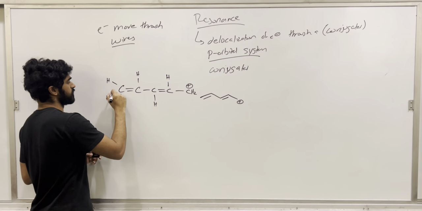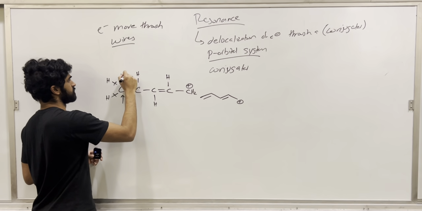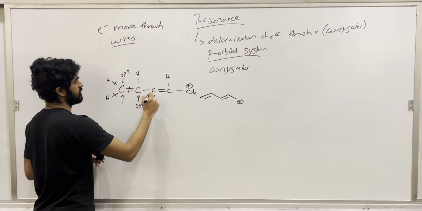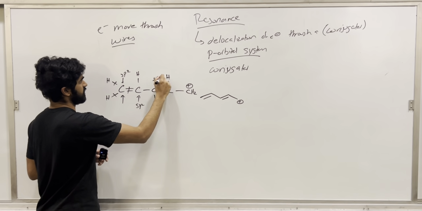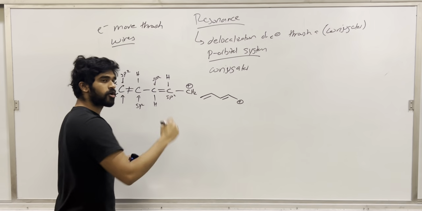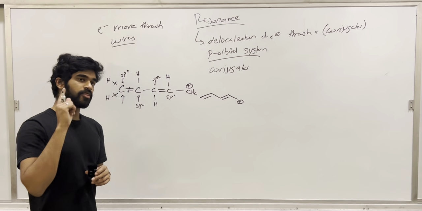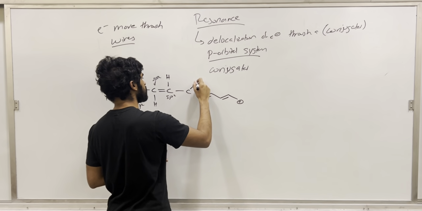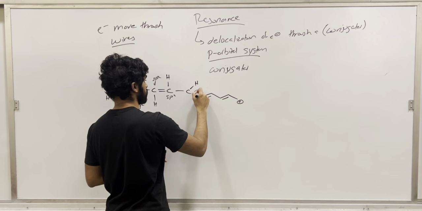Let's do this one. We got 1, 2, 3, it's sp2. Over here, you got 1, 2, 3, that's sp2. And over here, it's sp2. And over here, it's sp2. And the carbocation. What are all carbocations? All carbocations are sp2.